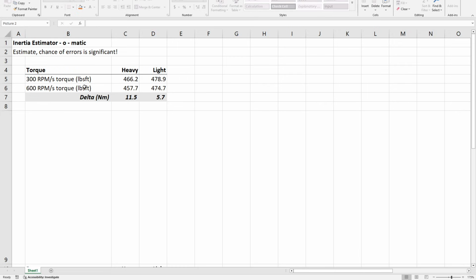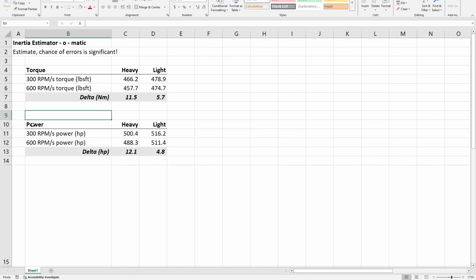So we have to convert the hamburgers per minute space shuttle squared over national debt. I think that's the unit. Convert that to Newton meters, and we get a difference here. When we rev the engine faster, we expect less torque, and we get less torque if we rev it faster. But the heavy engine loses more torque when we rev it up faster than the light engine.